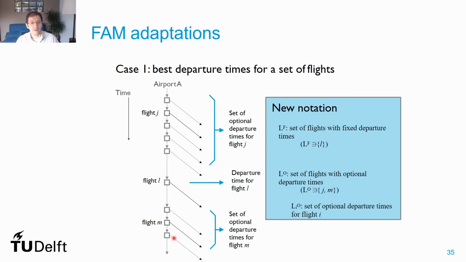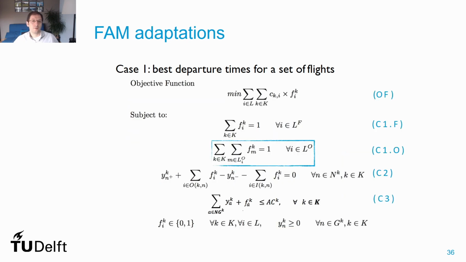We can also have flights in our schedule for which we want to guarantee a fixed departure time, or in other words, that we do not want to consider a change to their departure times. These flights will be clustered in the set LF, and in our graphical example, this is flight L. Note that for the flights with optional departure times, the idea is that we will only select one of these flight arcs. So we can adapt our model to consider these options.